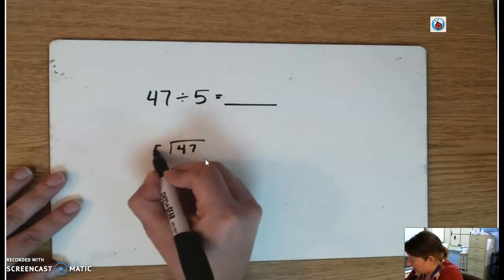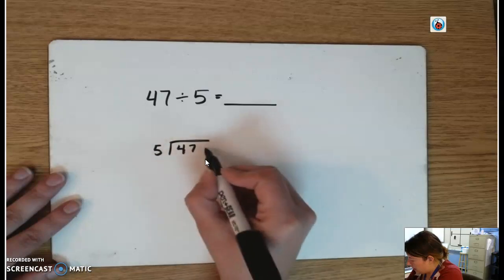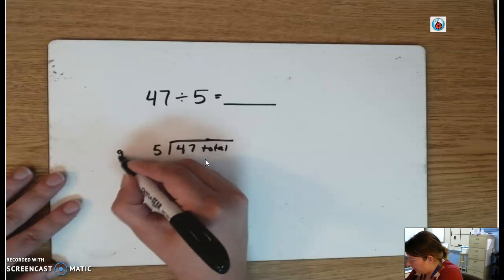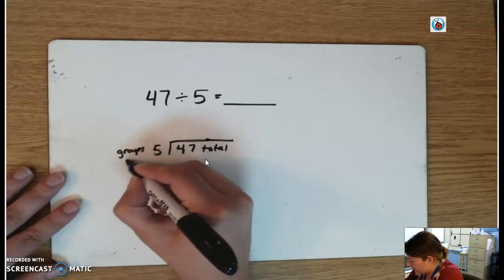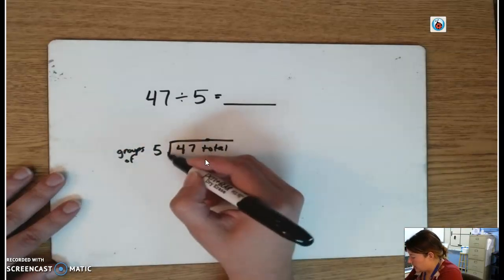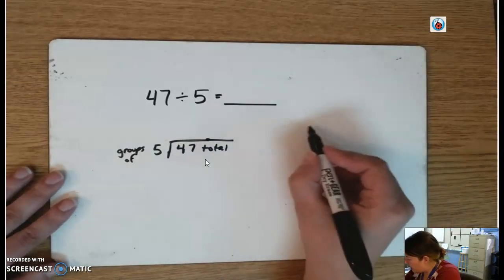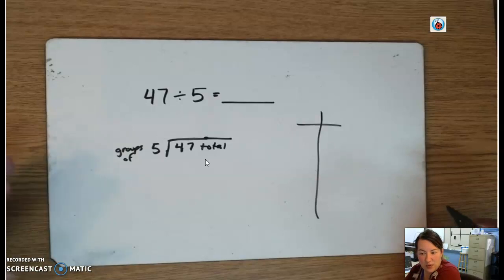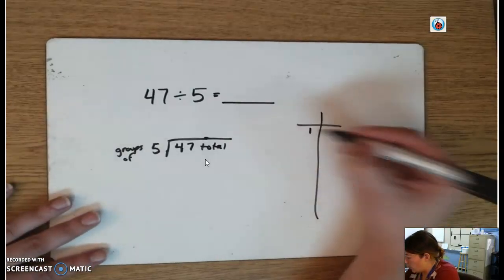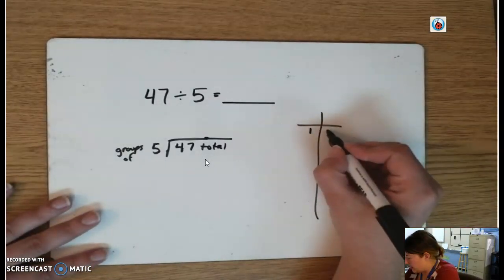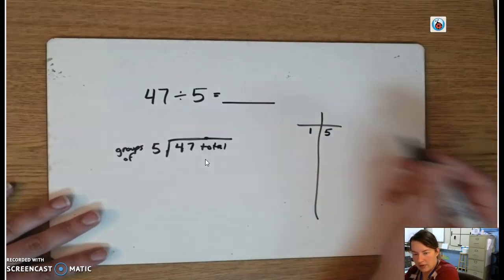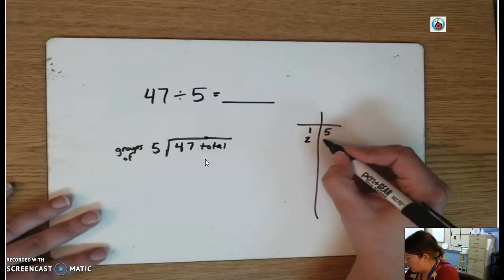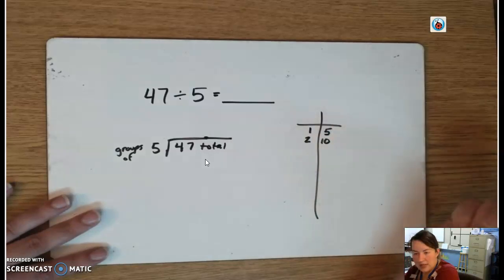So I have 47 total pieces, right? And I want groups of 5. Well, since I know I'm going to be needing groups of 5, I'm going to go ahead and list off my multiples of 5 because that's what the groups would be. So if I had one group of 5, how many pieces would that be? 5, right? If I had two groups of 5, that would be 10 pieces.